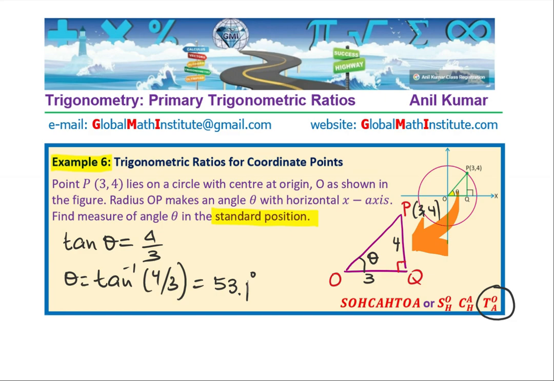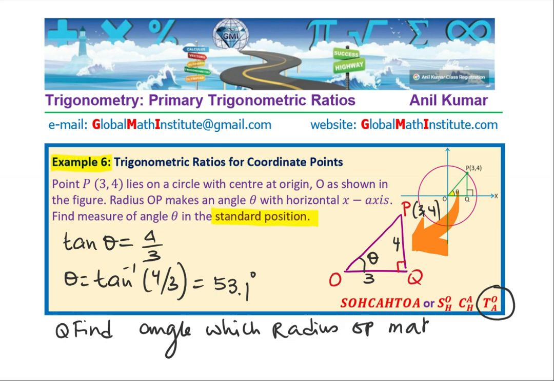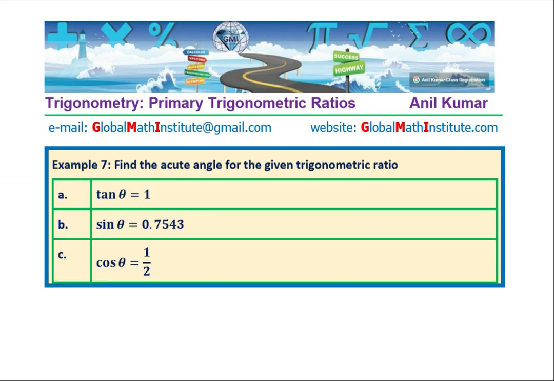Perfect. Now, as an added exercise, can you find the angle which it makes with the y-axis? So the question is, find the angle which radius OP makes with the y-axis. Is that clear to you? Perfect. It's not a difficult question. Just write it down. Here is question number 7.